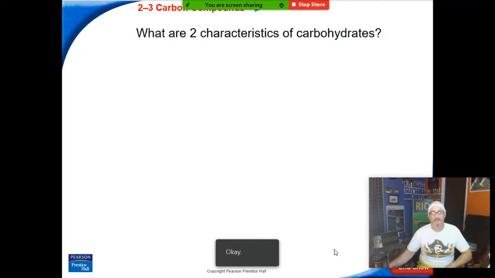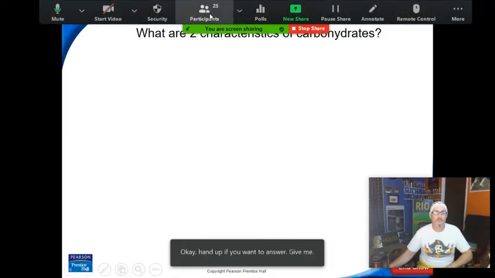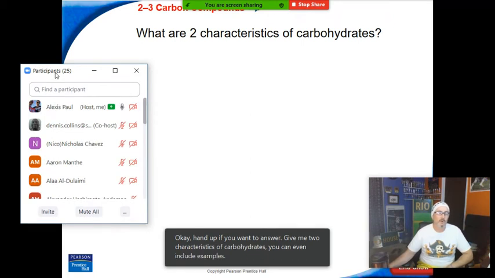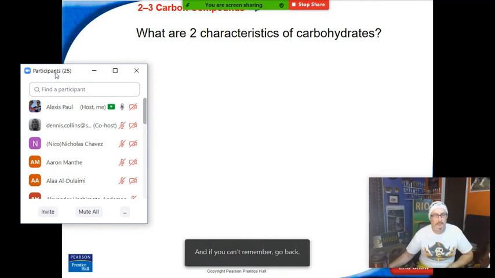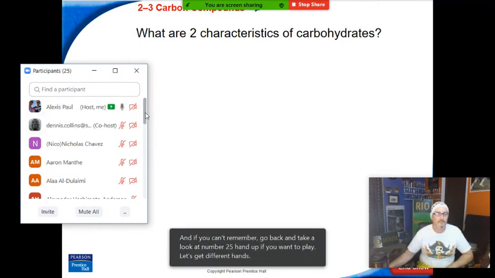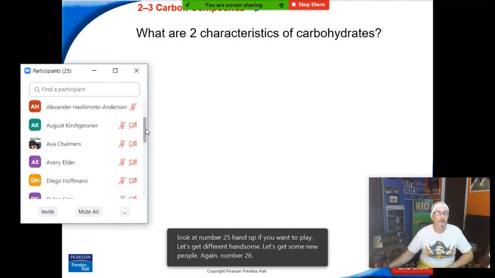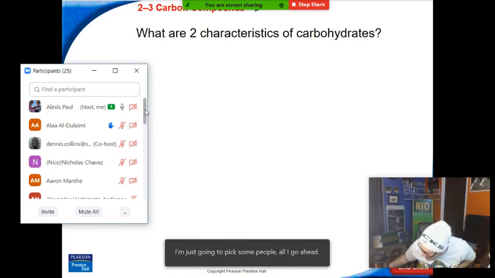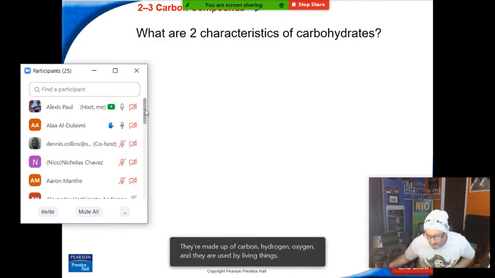Okay, hand up if you want to answer. Give me 2 characteristics of carbohydrates. You could even include examples of carbohydrates as a characteristic. And if you can't remember, go back and take a look at number 25. Hand up if you want to play. Well, let's get different hands. Let's get some new people. Again, number 26. I'm just going to pick some people. Allah, go ahead. They're made up of carbon, hydrogen, and oxygen, and they're used by living things as their main source of energy.